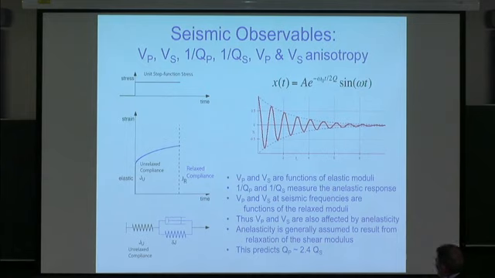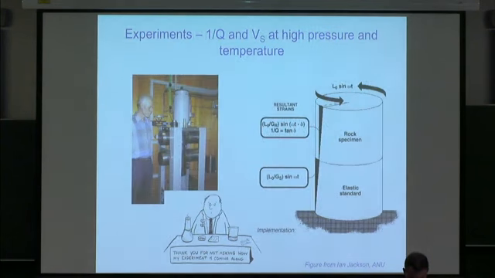So another aspect of this is that the anelasticity is usually assumed to result only from the relaxation of the shear modulus. And if all this anelasticity is associated with the shear modulus, then we would predict that QP would be 2.4 times QS, or in other words, the shear wave attenuation would be much greater than the P wave attenuation. And so we can actually test this idea in the real world.